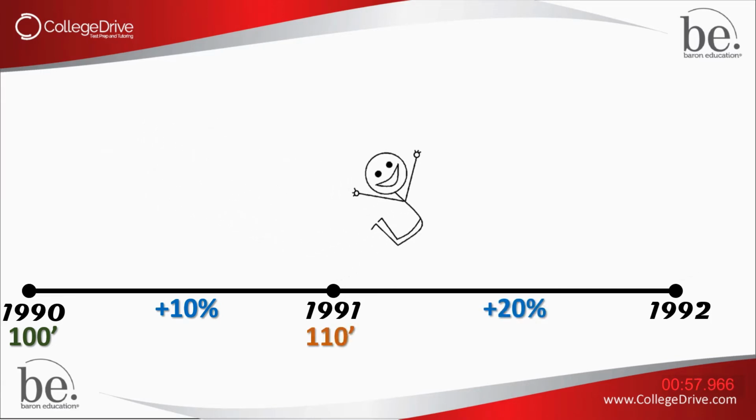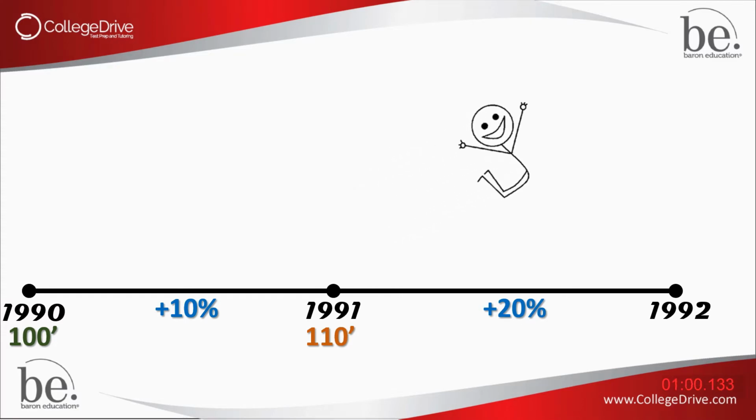Now in her second year, she's going to increase an additional 20%. So it's not 20% of 100, that's the trap that the test maker would like you to fall into, but this is a compounding problem. So Jennifer is now at 110, she has to increase another 20%.